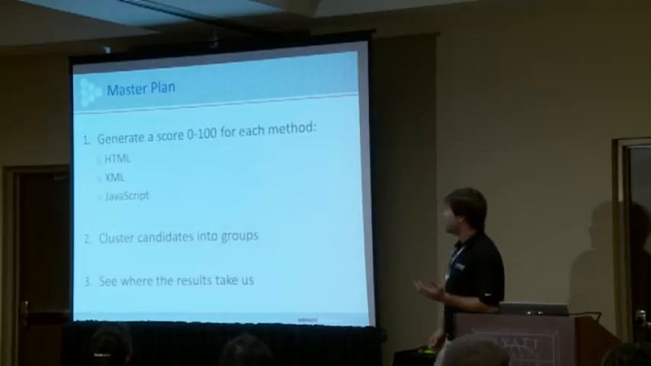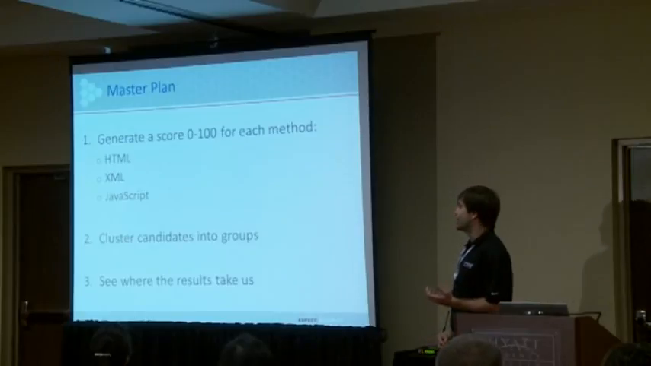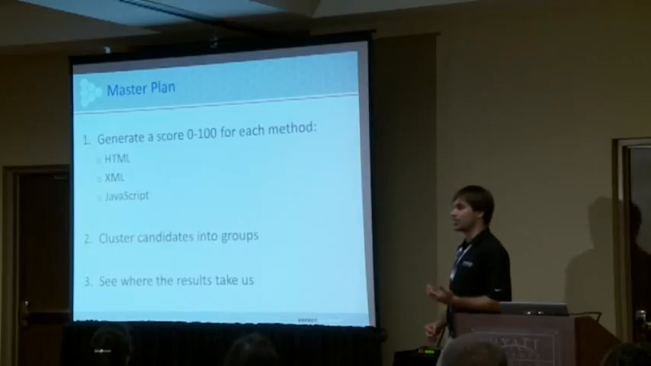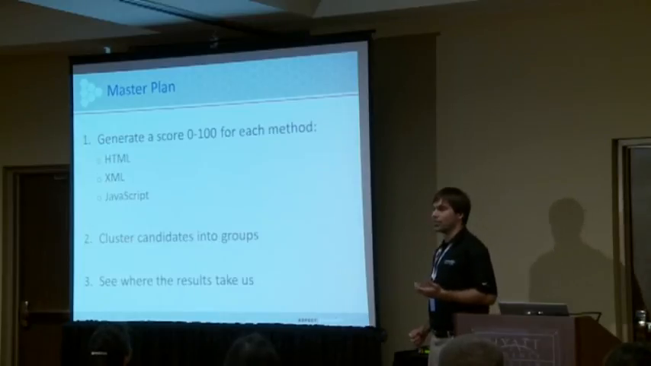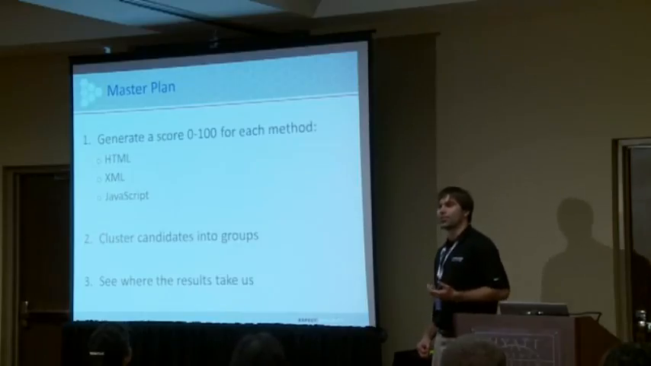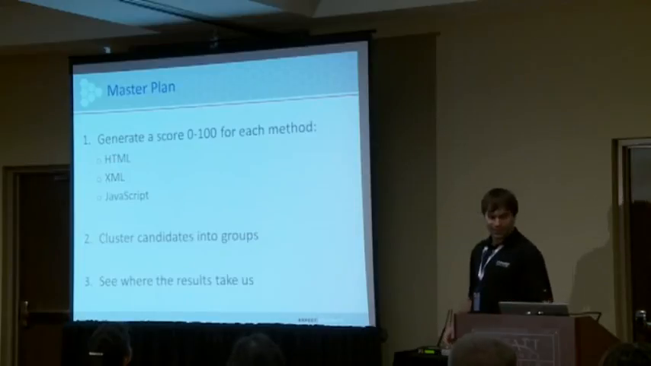So to sum up, in the first step, we generate a score, 0 to 100, for each of the methods that we're looking at. And we generate a separate score for each encoder type that we're searching for. So far, we've got HTML, XML, and JavaScript. So we'll generate three separate scores for each of those types. Then we use those scores to, again, cluster the candidates in groups, and then we see what happens in step two.